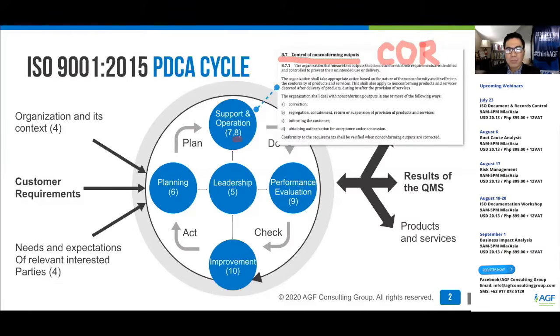There's a feedback here from Sir Rommel Ross: very nice overview, Sir John. Many thanks. You're welcome, sir, always my pleasure.